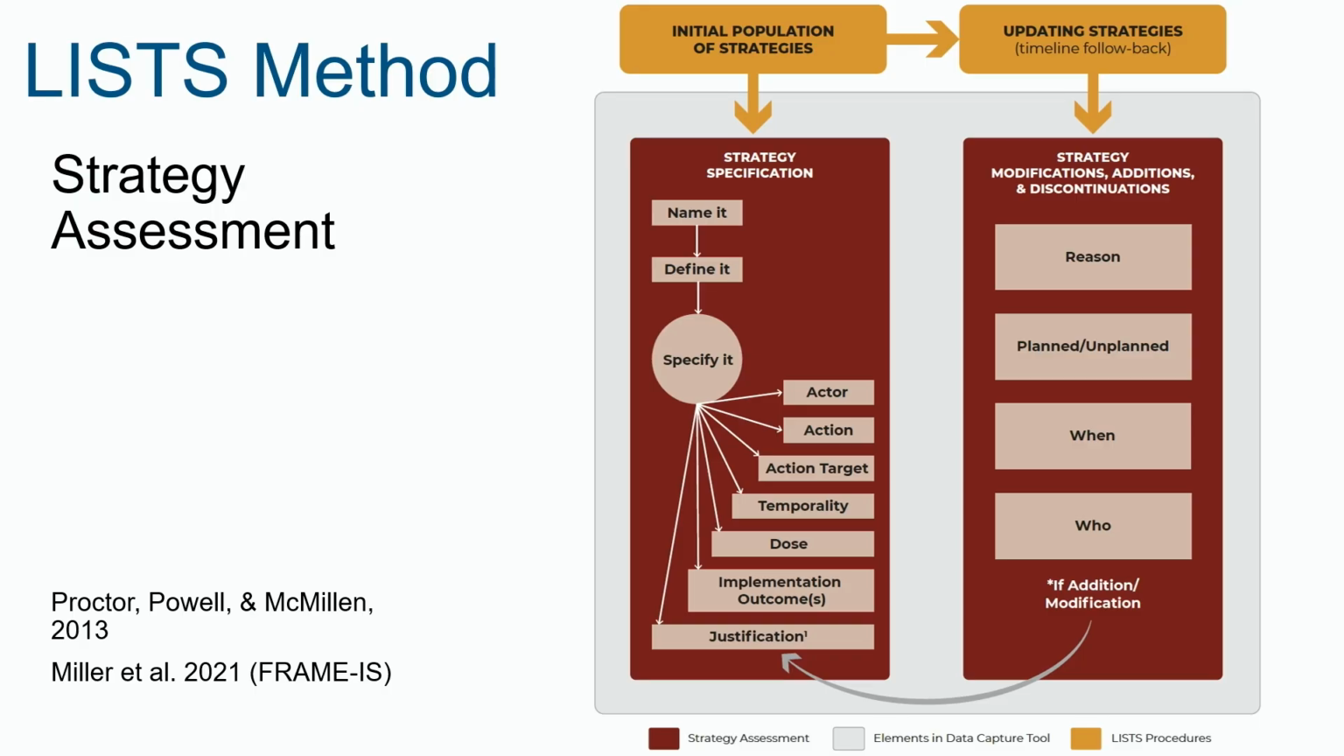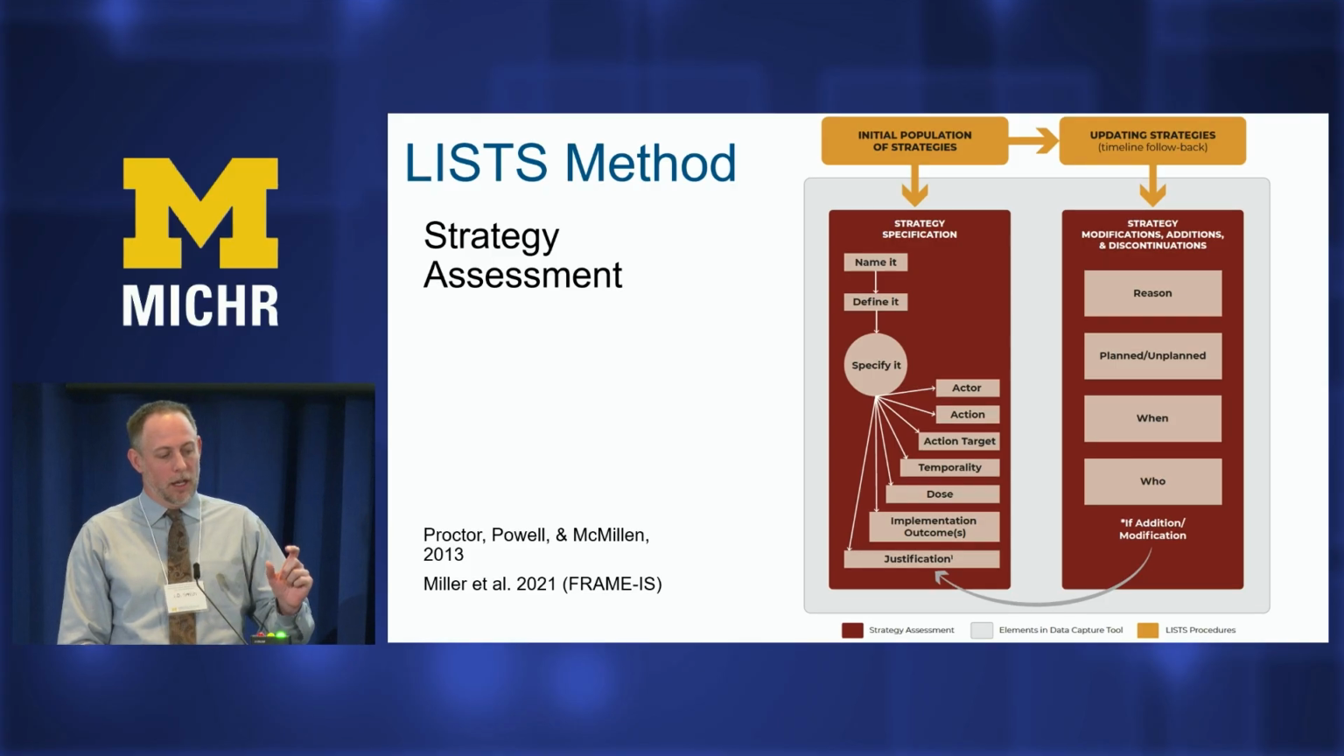So the reason for modification, and there are pre-populated options like it was ineffective, it seemed infeasible, some of those things. Was this planned or unplanned? By planned or unplanned, we mean was this according to protocol, or was this something that, oops, we didn't realize was happening, an unplanned modification? Exactly when did that change occur? And then who made the decision to make that change? In any situation there, it's going to kick you back to the specification to change it.